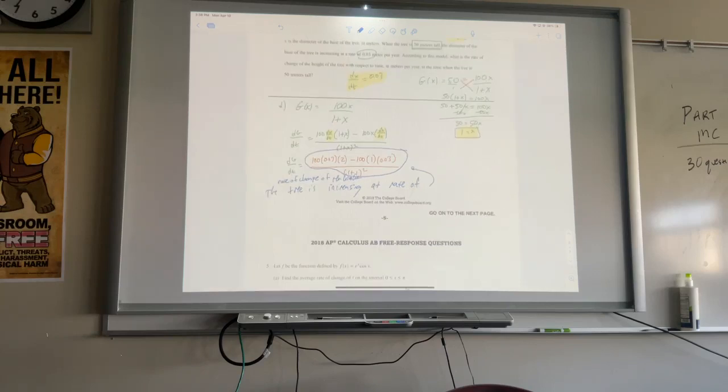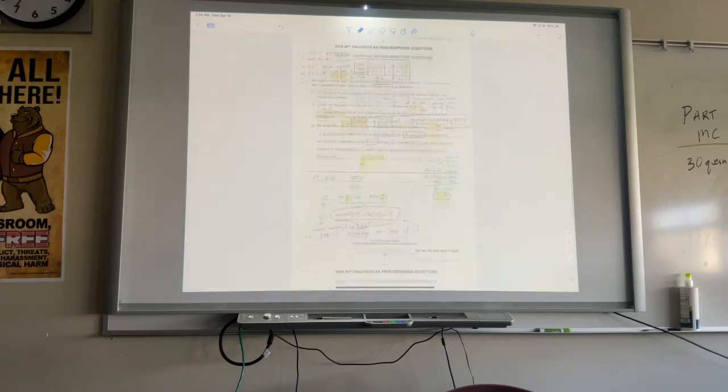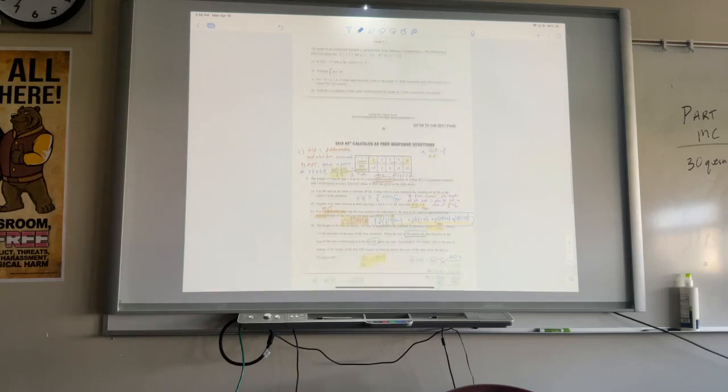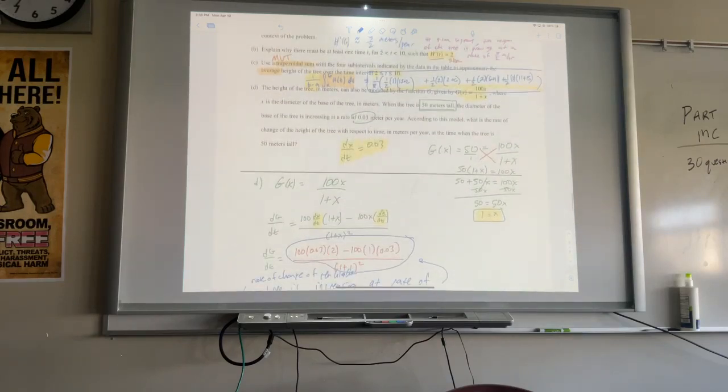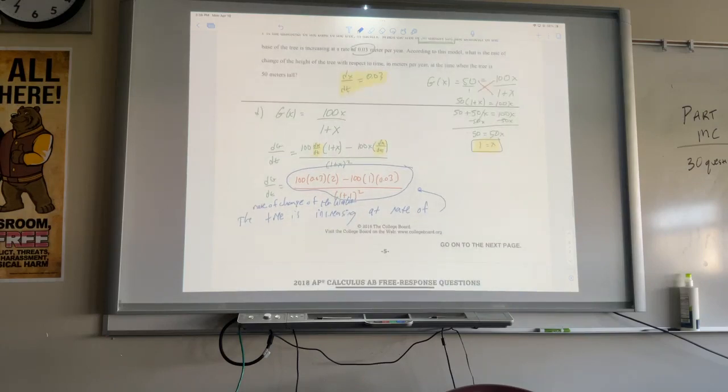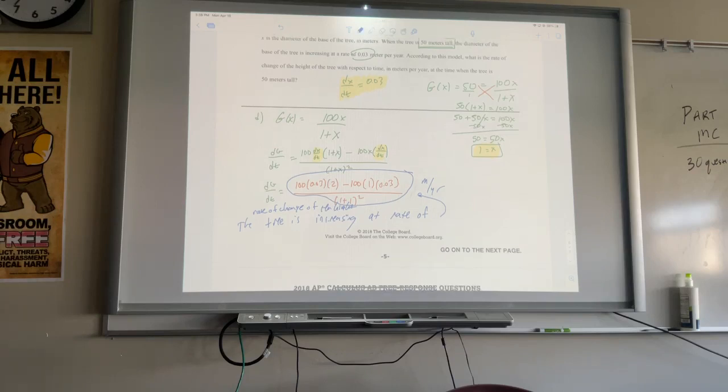Now, units real quick, guys. G is the height of the tree, so G prime is meters per year. 3/4 meters per year. Yeah, that's perfect. That's a perfect sentence. I love it. The rate of change of the height of the tree.